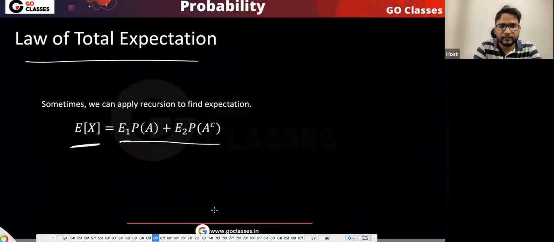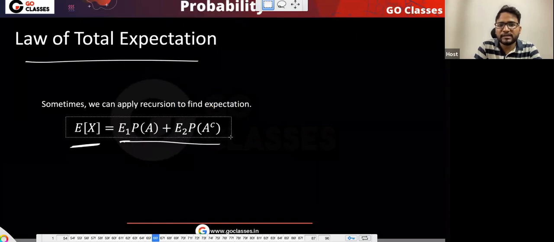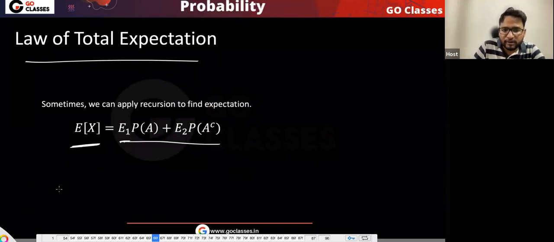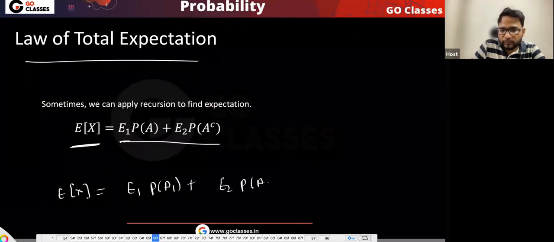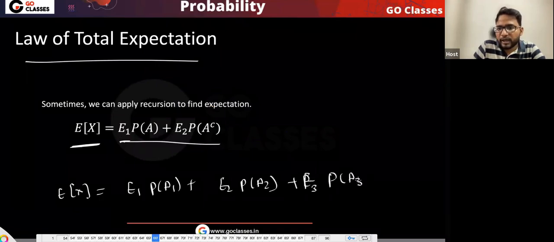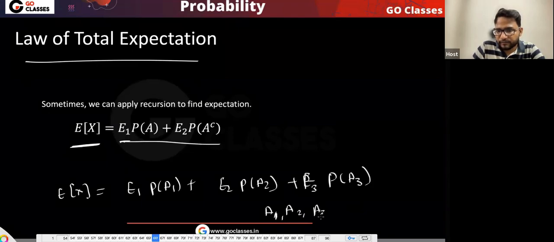See this rule, right? This is actually a very useful rule. It says that if you want to find the expectation, then you can divide that expectation into 2 parts, 3 parts, it does not matter. You can divide it into 3 parts also. Then you will say E[X] equals E1 P(A1) plus E2 P(A2) plus E3 P(A3), where A1, A2, A3 are a partition. That has to partition your sample space. I mean, they are mutually exclusive and exhaustive.